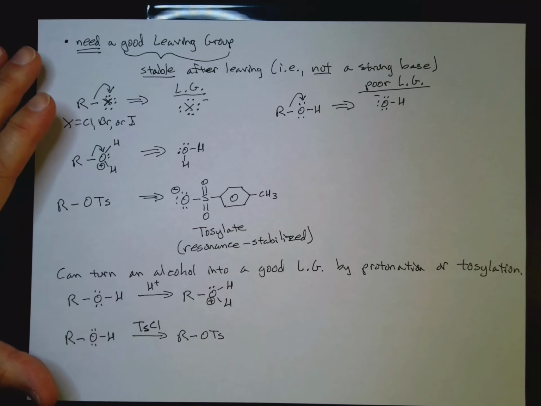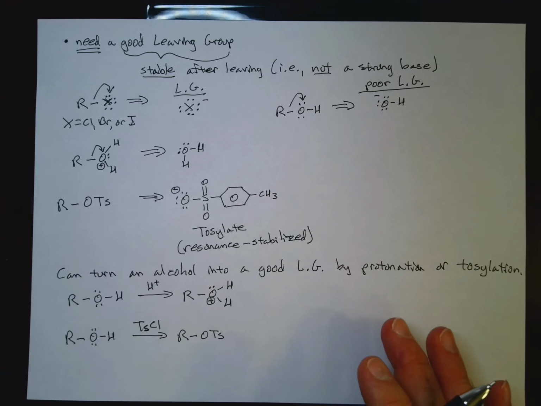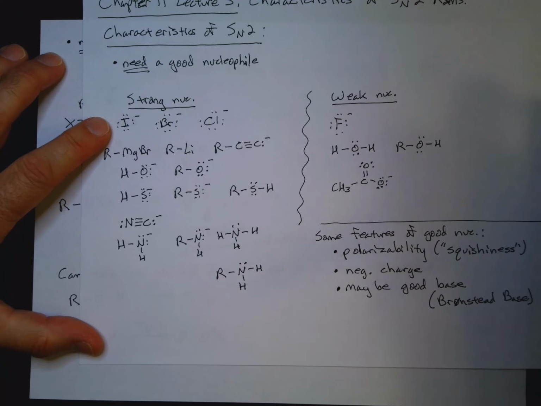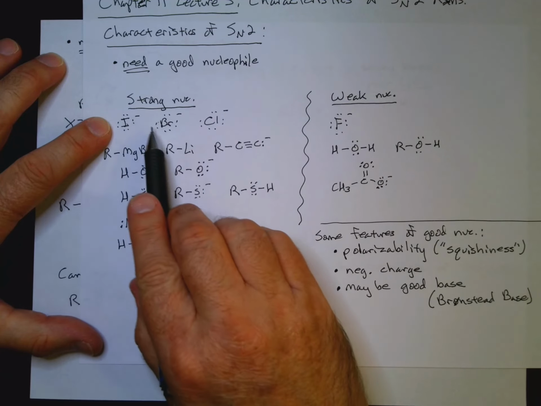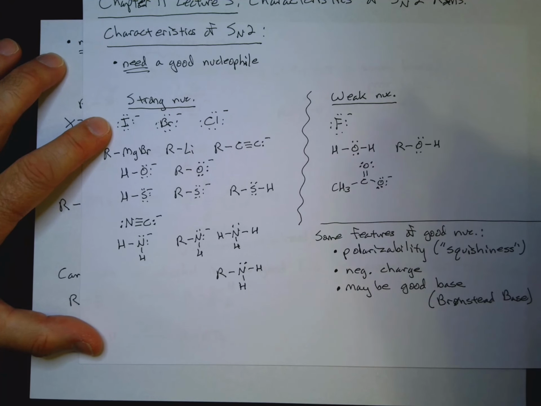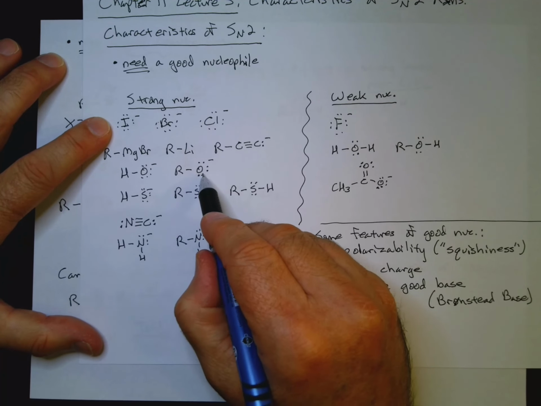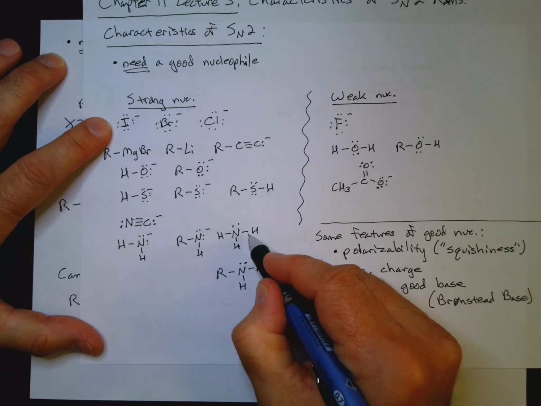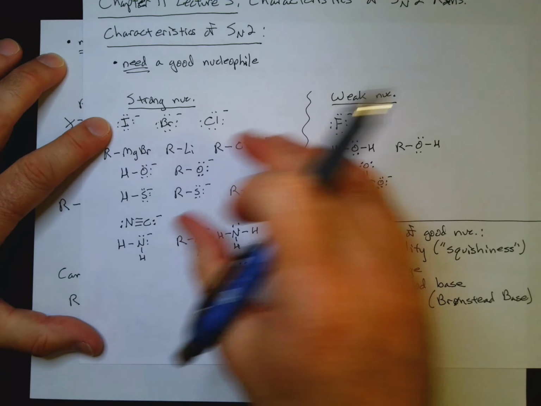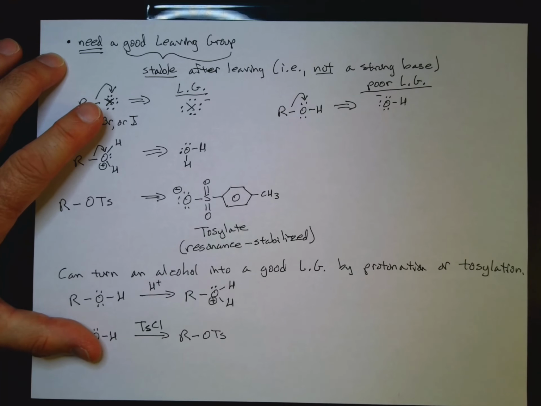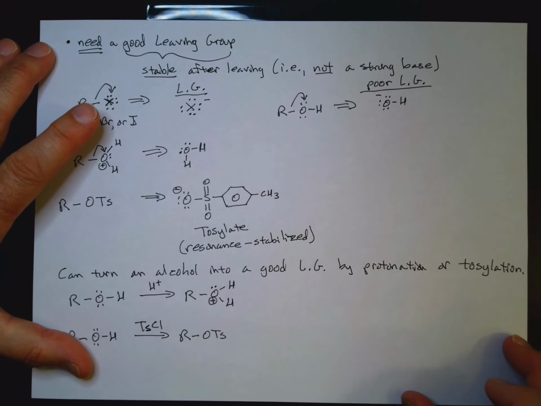So we definitely need a good leaving group. Interestingly, where are my nucleophiles? Here are my nucleophiles. A lot of strong nucleophiles are also good leaving groups. Well, maybe not a lot, but some are. I minus, Br minus, Cl minus, those are all good leaving groups as well. Something like RO minus, not a good leaving group, but RSH, that's a good leaving group. NH3, that's a good leaving group. So some strong nucleophiles are actually good leaving groups as well. So I just thought I'd mention that.